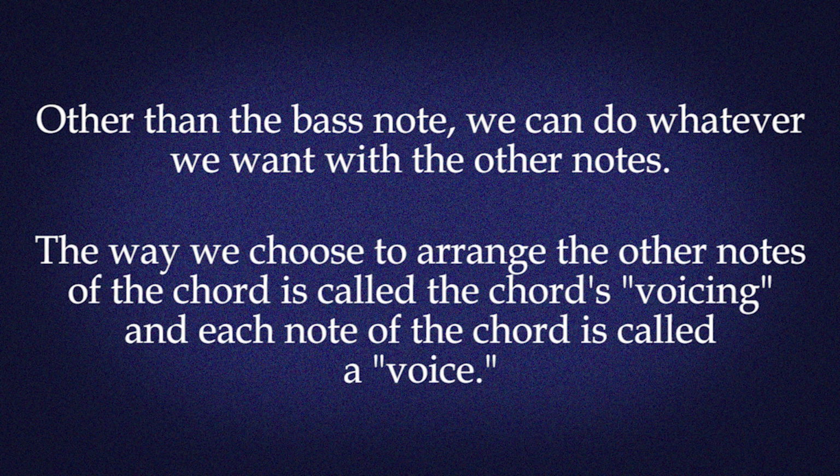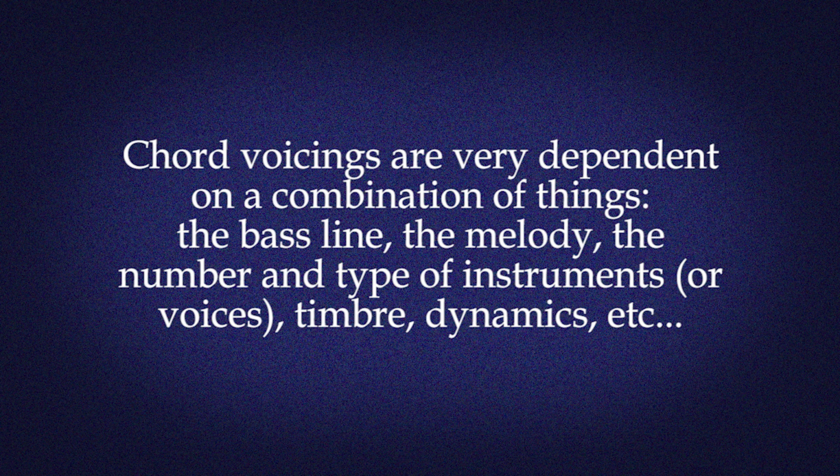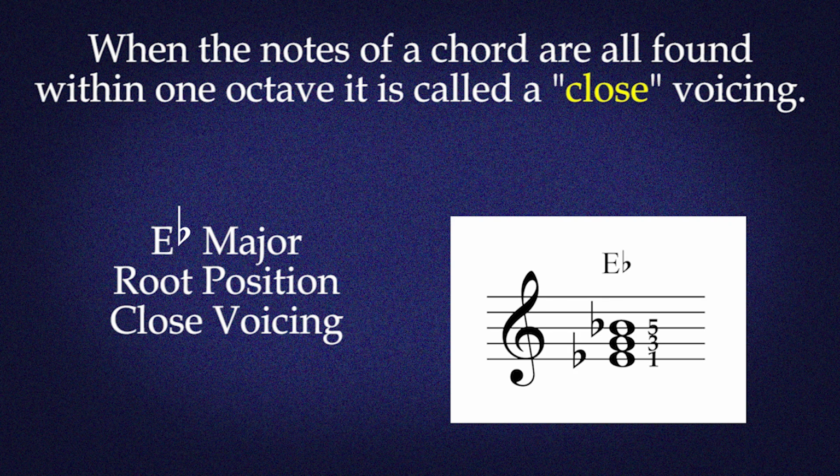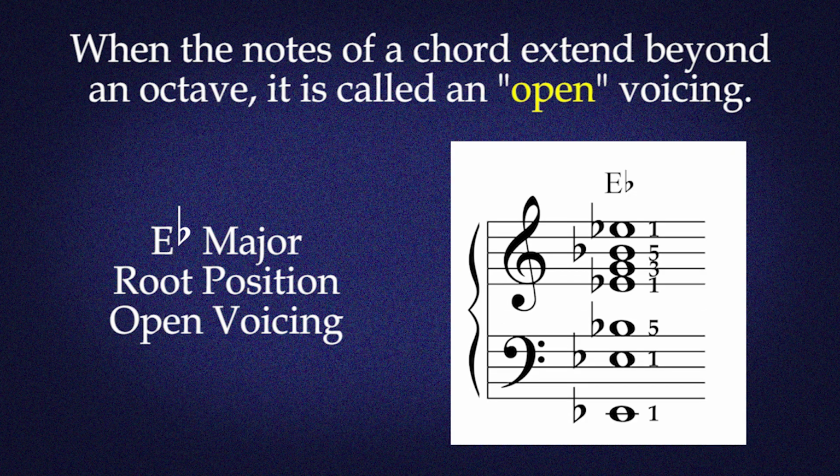The way we choose to arrange the other notes of the chord is called the chord's voicing, and each note of the chord is called a voice. Chord voicings are often very dependent on a combination of things: the bass line, the melody, the number and type of instruments or voices available, timbre, dynamics, etc. When all of the notes of a chord are within 1 octave, it is called a close voicing. If the notes of the chord extend beyond an octave, it is called an open voicing.